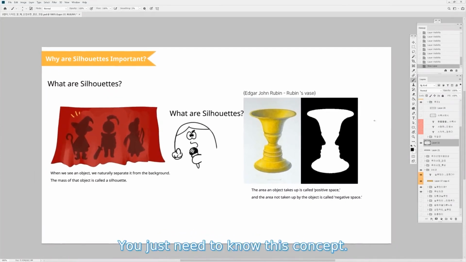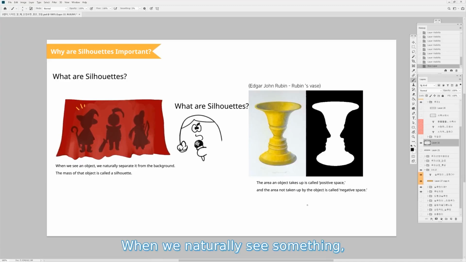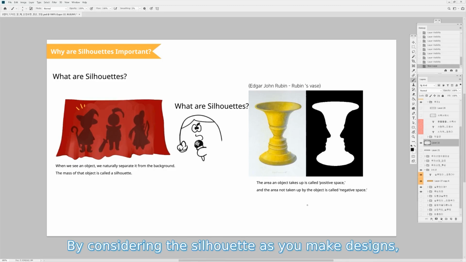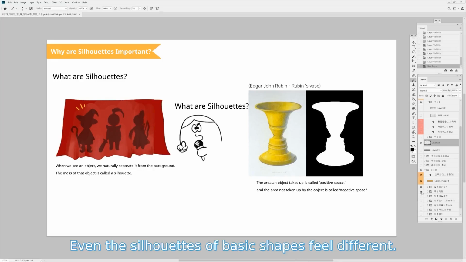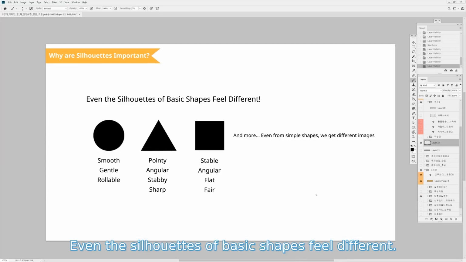You just need to know this concept. When we naturally see something, we separate the object and the background, which is why we recognize the silhouette first. By considering the silhouette as you make designs, you can emphasize desired images to the viewers. Here's another thing you should know. Even the silhouettes of basic shapes feel different.